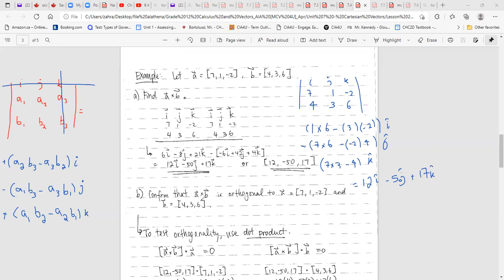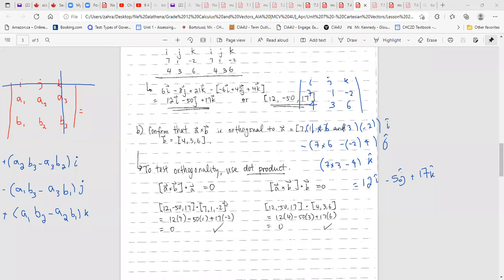Confirm that A cross B is orthogonal to 7, 1, -2. So A cross B, the result of that, is this, right? You simply take the dot product of 4, 3, 6 with the result here, and you will see you get 0. So it's true.